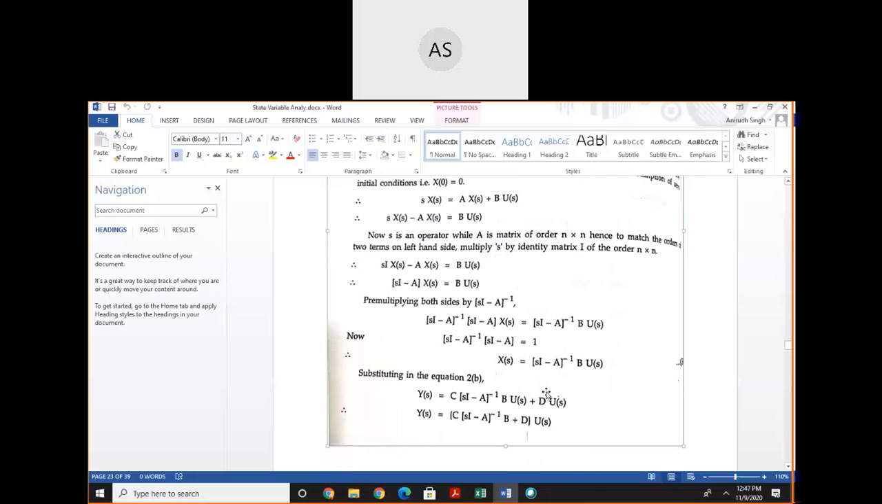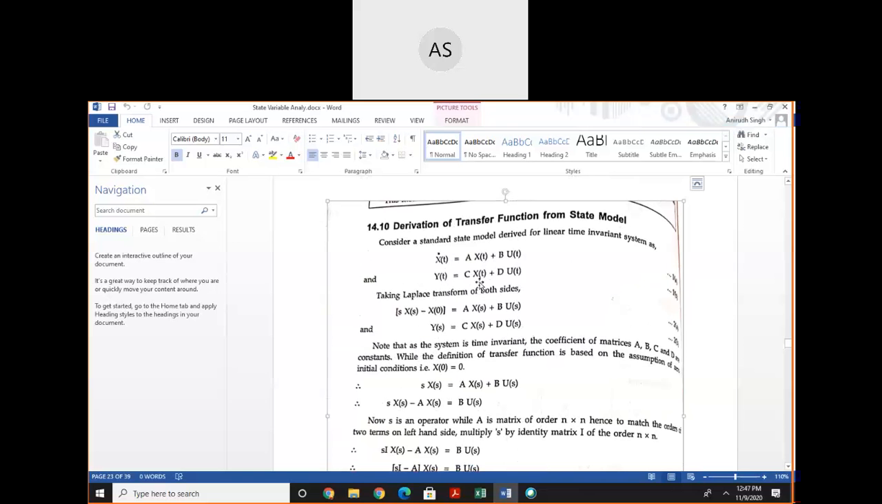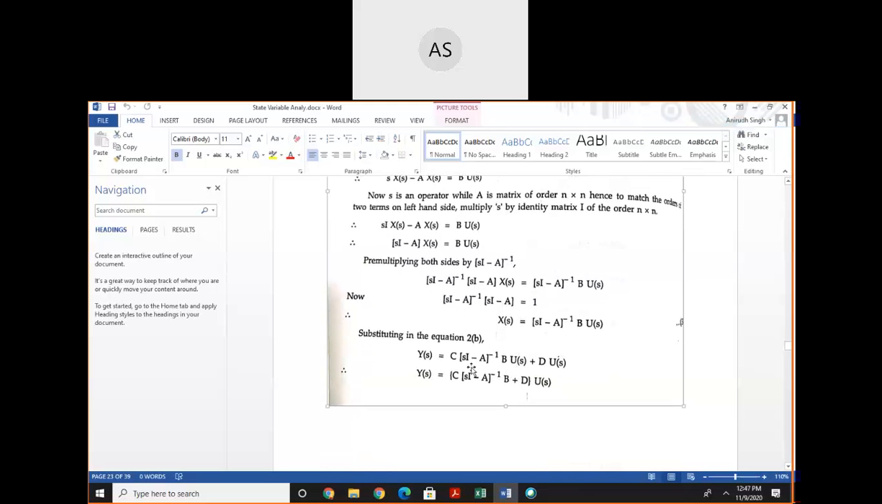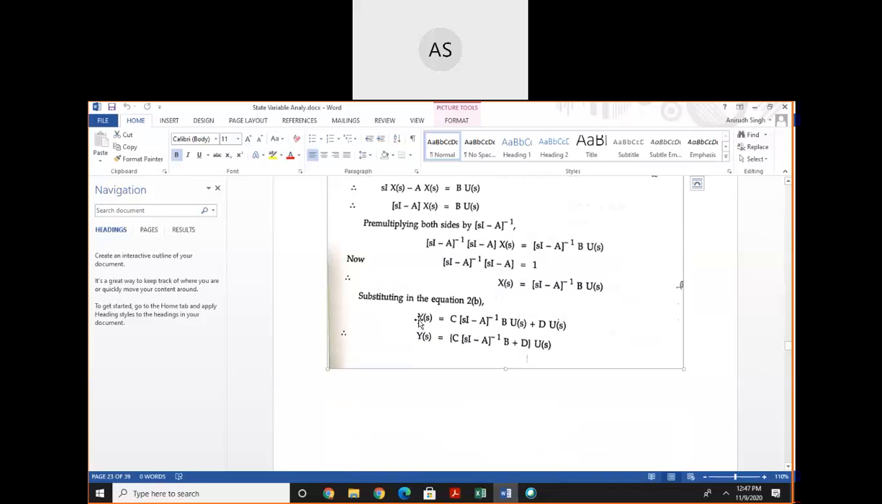If we substitute the value of X of s in the output equation, we get the value of Y of s, and Y of s is equal to C inverse of sI minus A multiplied by B multiplied by U of s plus D U of s. U of s is the input vector, Y is the output vector.